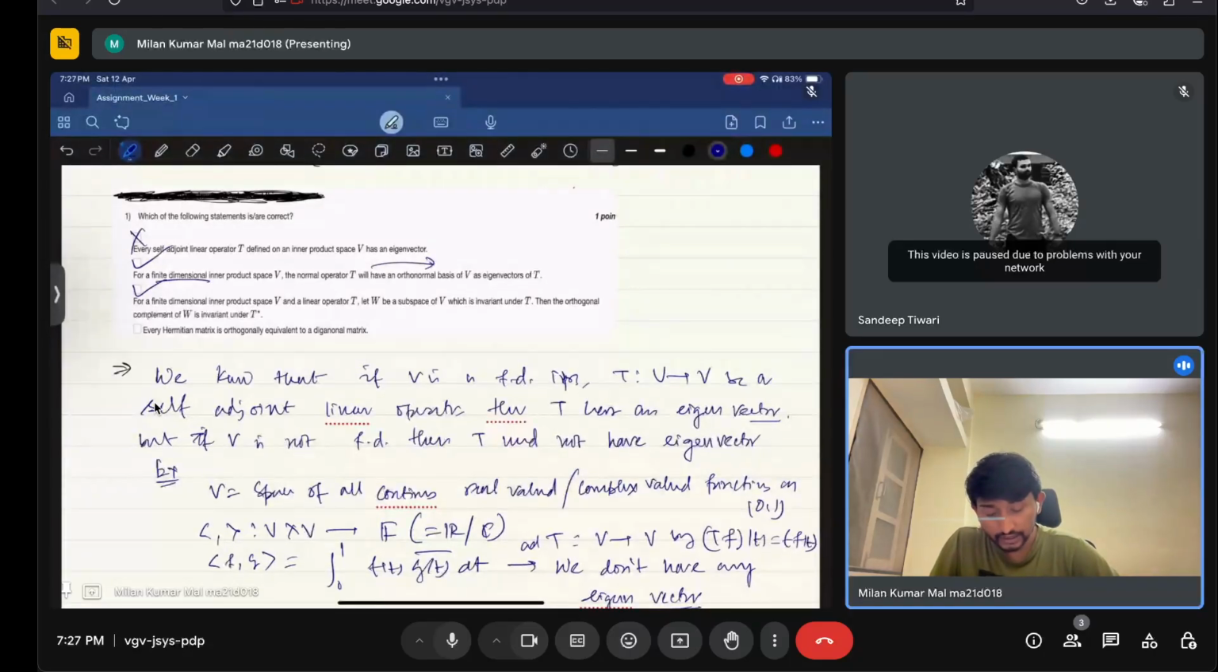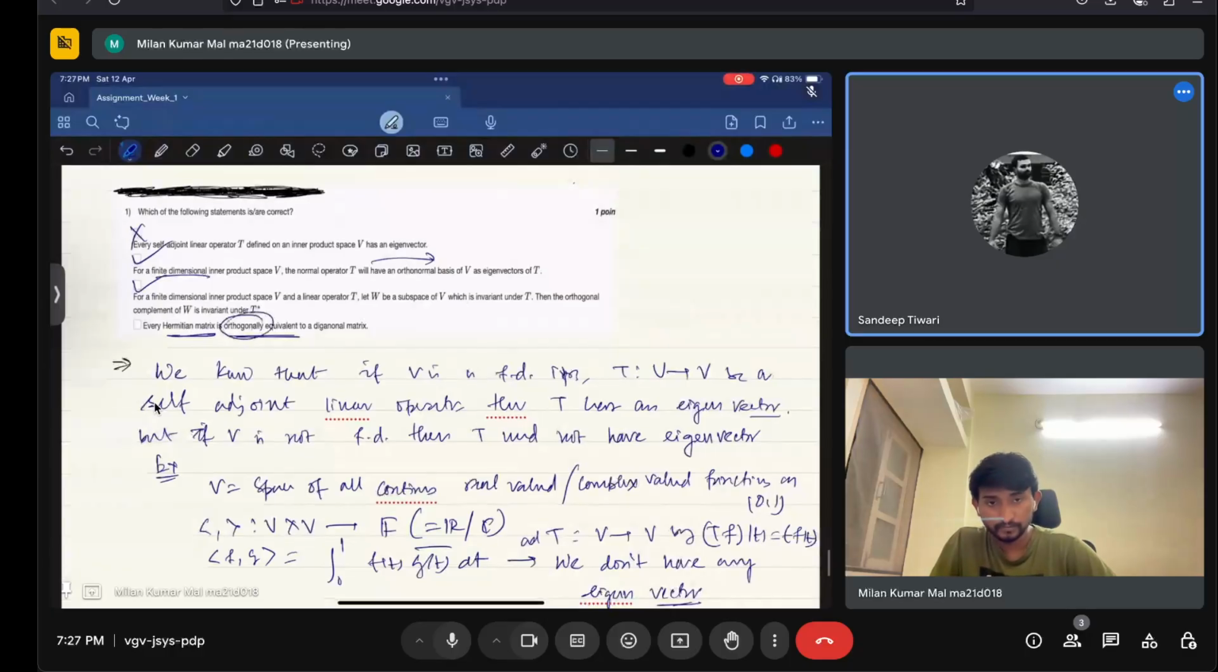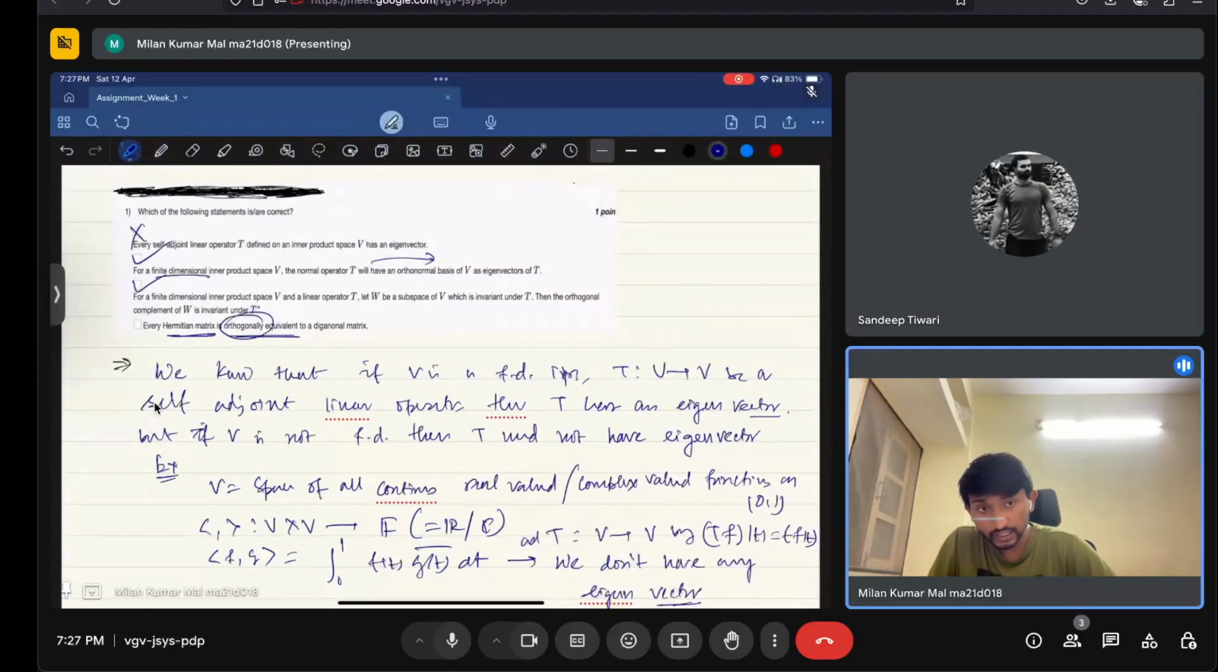Every Hermitian matrix is orthogonally equivalent to a diagonal matrix. A Hermitian matrix will be unitarily equivalent to a diagonal matrix, but that unitary matrix need not be orthogonal. Orthogonal means A transpose A equals identity, but here we have A star A equals identity. Obviously, A star is not always A transpose. So this is not correct for the fourth option.